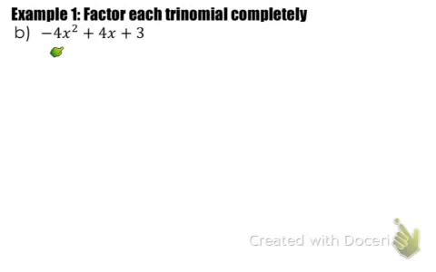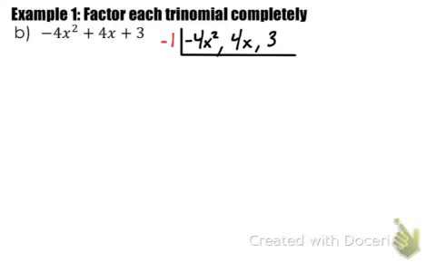So if you look at all three terms, the negative 4, the 4, and the 3, there isn't a common factor other than 1 that you can divide each term by. But since our leading term is negative, we're going to factor out the negative first. So just to make sure that this is correct, we're going to write our three terms with our box. So negative 4x squared, 4x, and 3. And it looks like the greatest common factor is a negative 1.